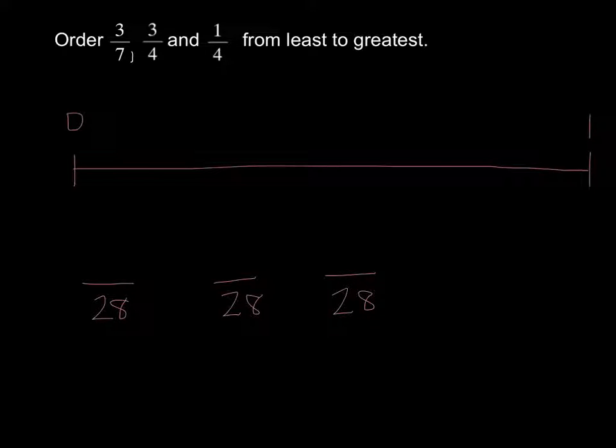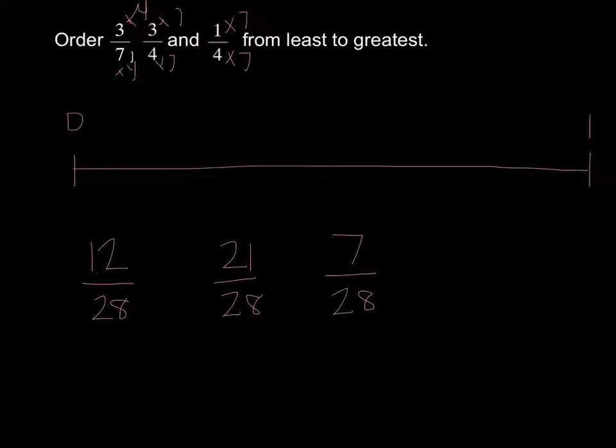Okay, how do I get 7 to 28? I multiply by 4, multiply by 4, okay? So 7 times 4 is 28, 3 times 4 is 12. So there is 12/28. Now to get 4 to be 28, I have to multiply that by 7. 3 times 7 is 21. And again, to get 4 to 28, I would multiply by 7. 1 times 7 is just 7.